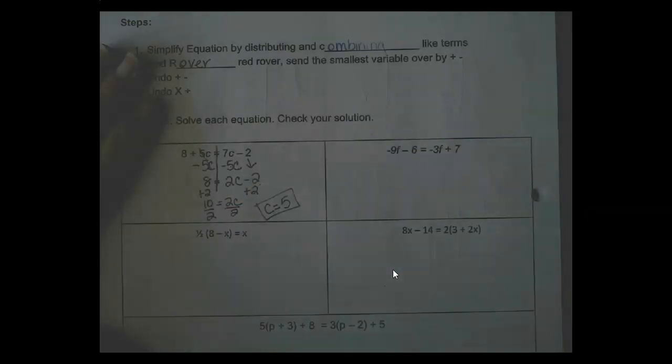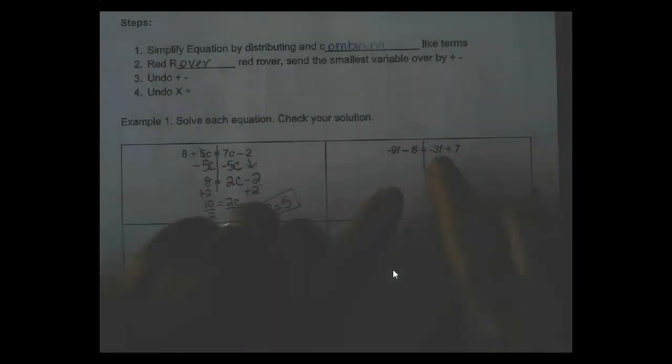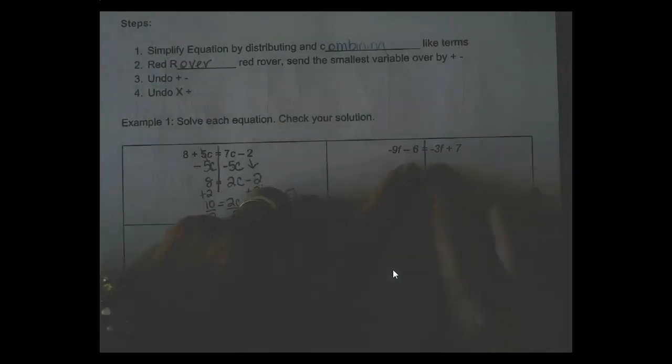That's it. Next one. Same thing. I've got my variables on both sides, and I need to get those together, but which one is the least? Well, a negative 9 is furthest away from 0, so it is less. So I'm going to add 9f. Red rover, send the smallest one over by adding or subtracting. So I'm going to add 9f.